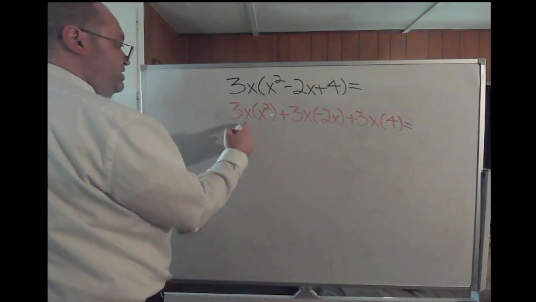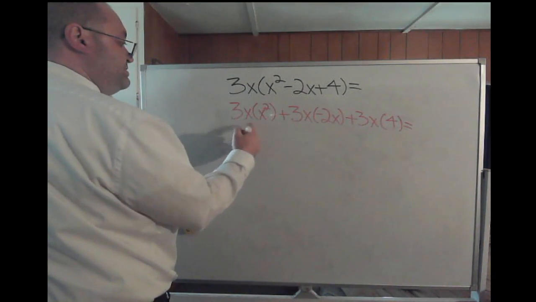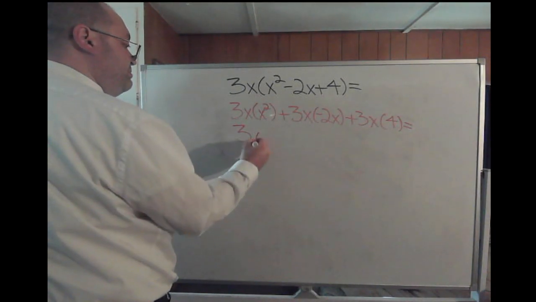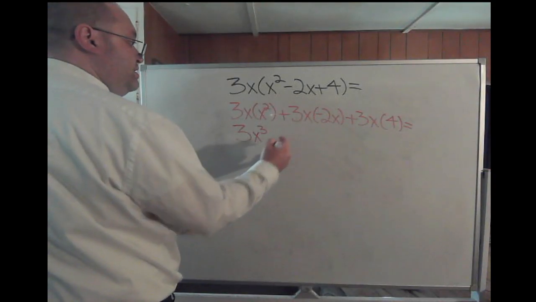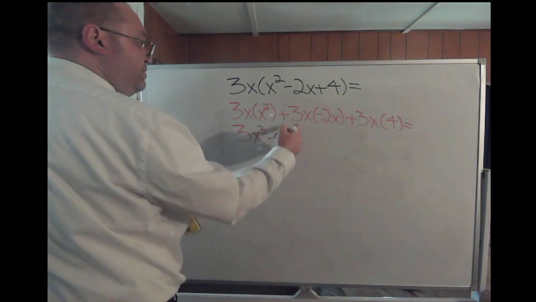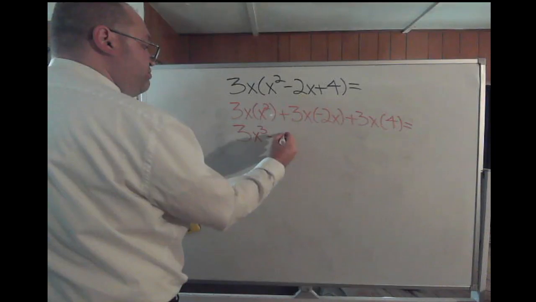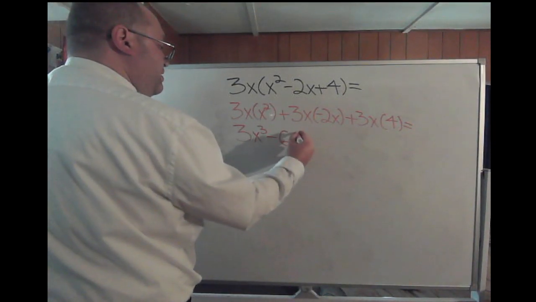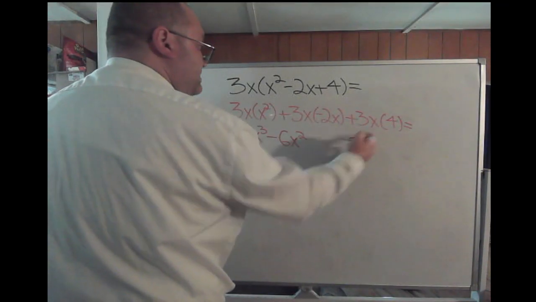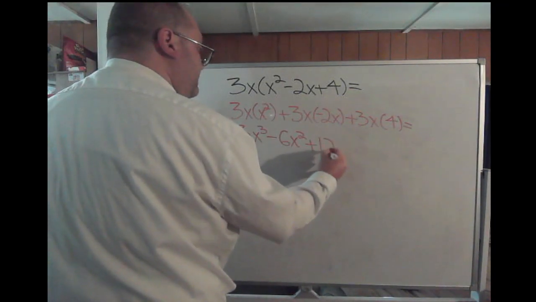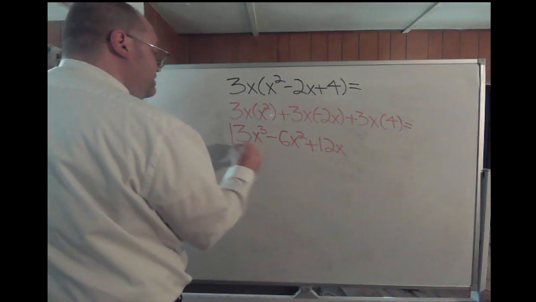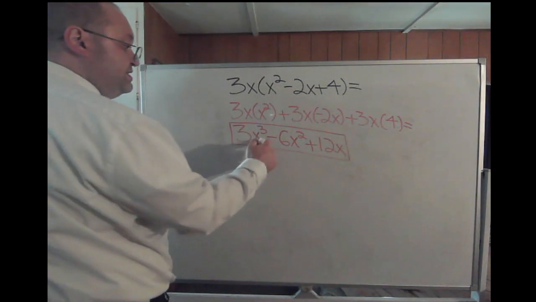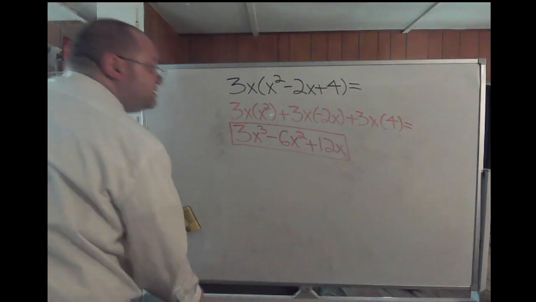Well, do your multiplication. You have 3x times x squared, the coefficient would still be 3, but x times x squared, that'd be x cubed. Then you have plus 3x times negative 2x. 3 times negative 2, your coefficient would become negative 6. Then you have x times x, that'd be x squared. Then you have plus 3x times 4, which would just be plus 12x. So the answer you should get for this would be 3x cubed minus 6x squared plus 12x.